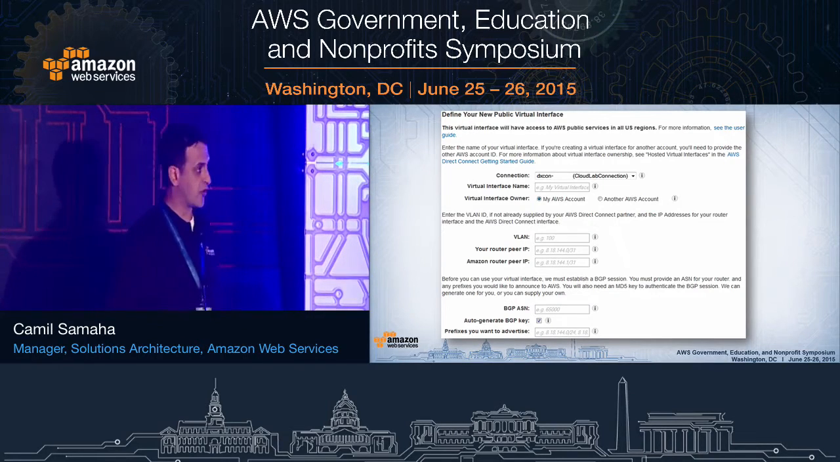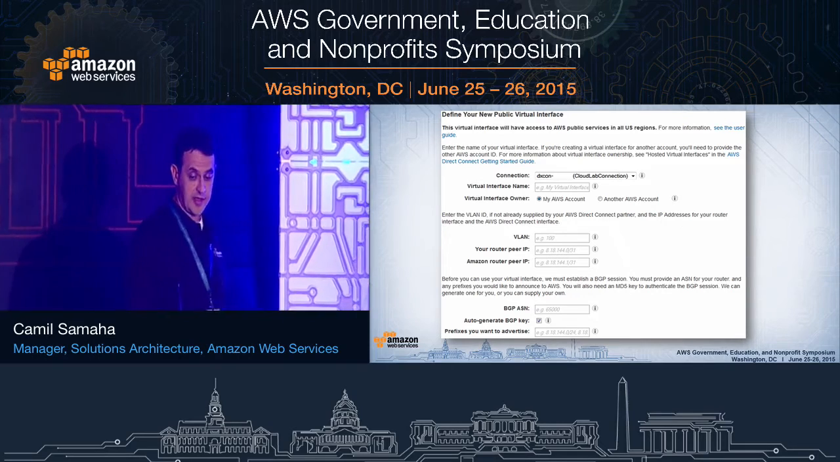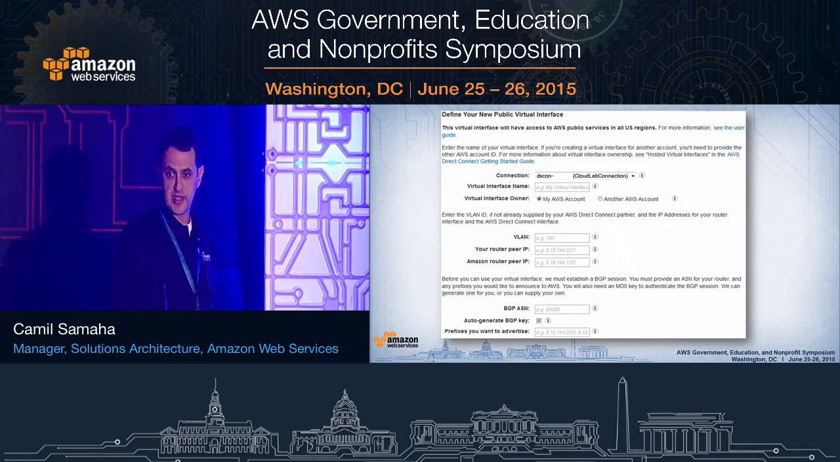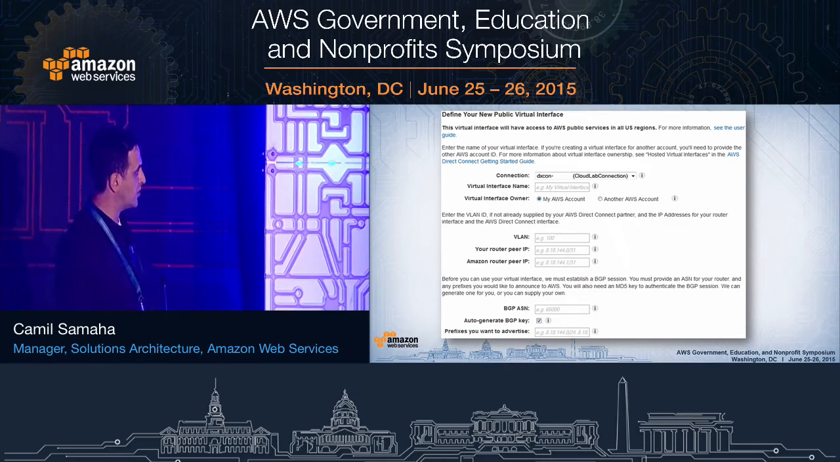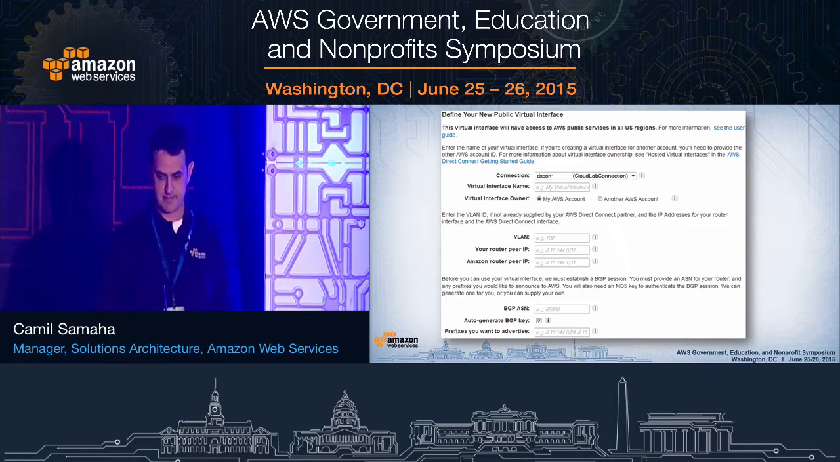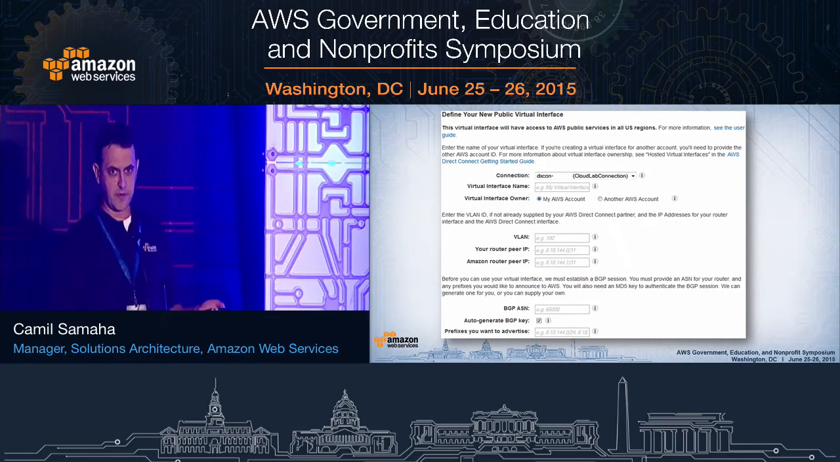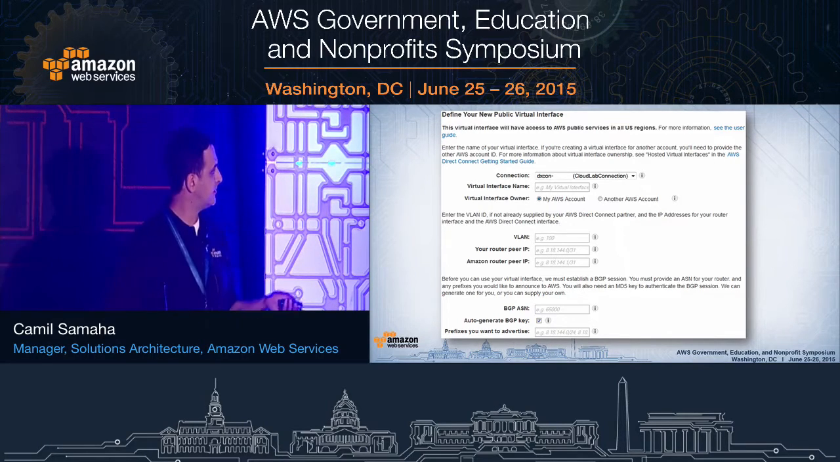And this is just a screenshot of the configuration of a public VIF through our console. If you've set up a Direct Connect before, this should look familiar. It'll give you a place where you put your autonomous system number and the CIDR block that you are going to be advertising.